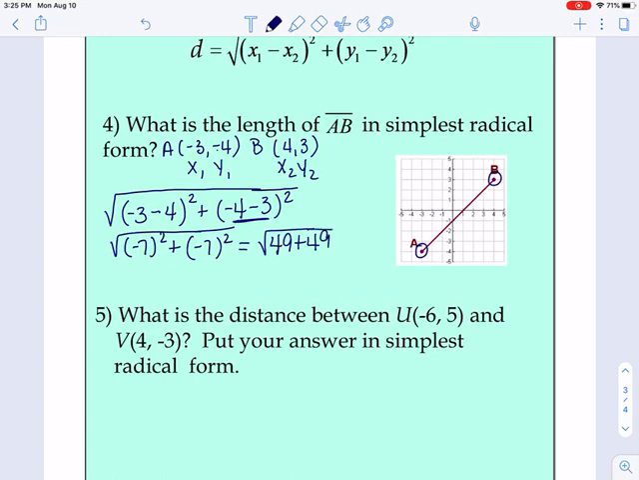7 squared is 49. Again, we have to simplify everything as much as we can underneath that radical before we simplify. So radical 49 plus radical 49 is going to give me radical 98. Again, that's in radical form. We need it in simplest radical form. So we need to find a perfect square that's a factor of 98.